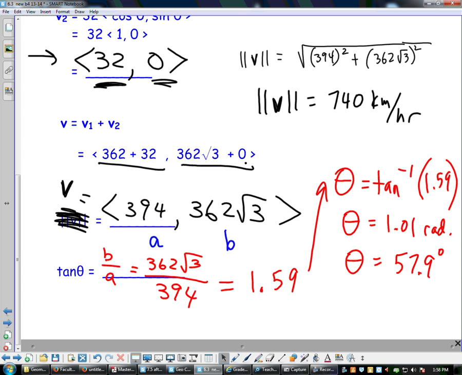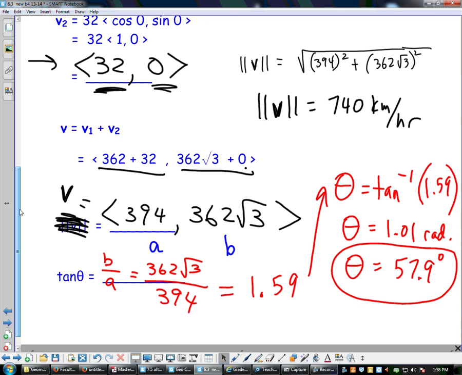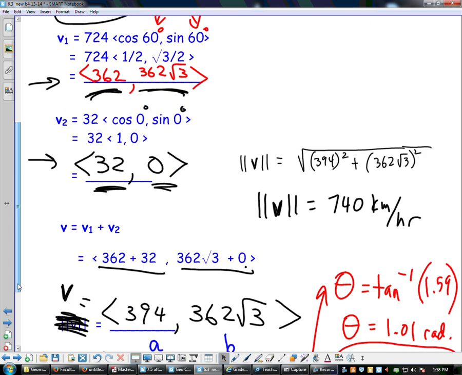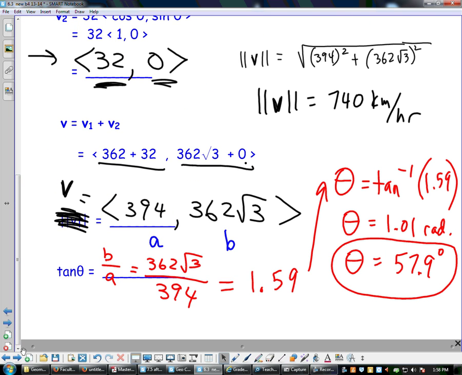57.9 degrees. Now let me ask you, does that direction of our airplane make sense with the way the wind is blowing on it? Yeah, because instead of it going at an angle of 60 degrees, it's getting pushed a little bit off course and it's going at about 57.9 degrees. Are we okay with this?